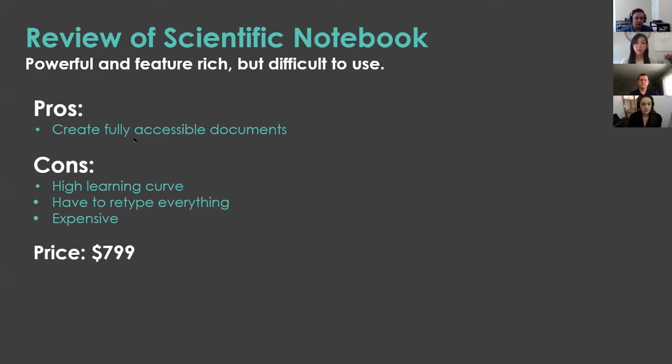So you can create fully accessible documents with Scientific Notebook. There is a very high learning curve. You're going to have to basically retype everything. From what I found, I've tried to paste in LaTeX and some other different options, and it just didn't really take. And it is expensive. The price is $799, which is pretty expensive when you're talking about a piece of software.